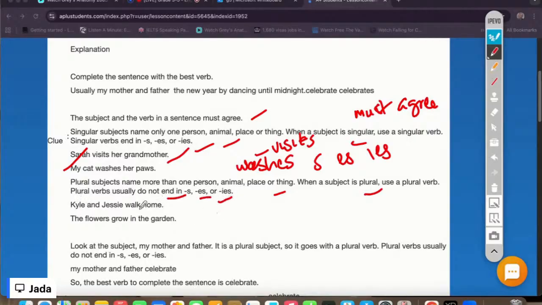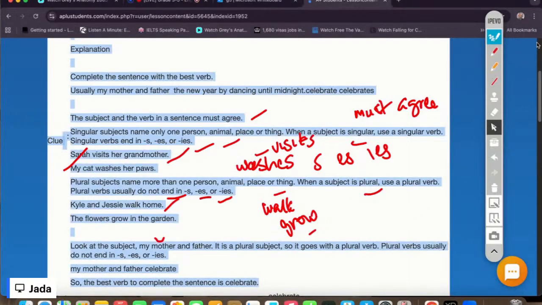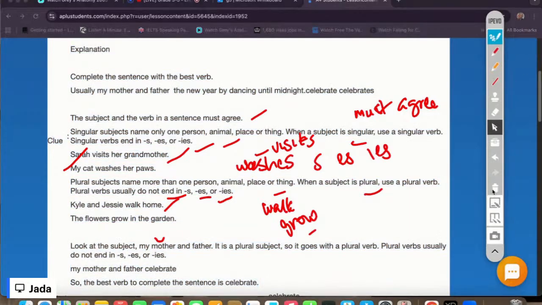So we have Kyle and Jesse walk home. You can see that the verb is walk without s. The flowers grow in the garden. So we have grow here as the verb. All right. So you can see that for the plural subject, you do not need to have s or es when you have the verb. Okay, it comes without s or es or ies. All right. So it's just the verb, plural, more than one subject, and then you have your verb. Okay. So this is showing the agreement between the subject and the verb.